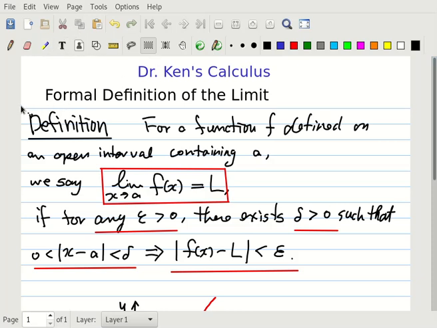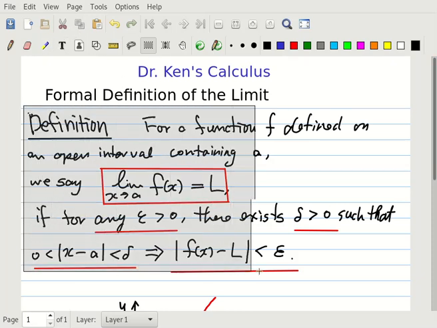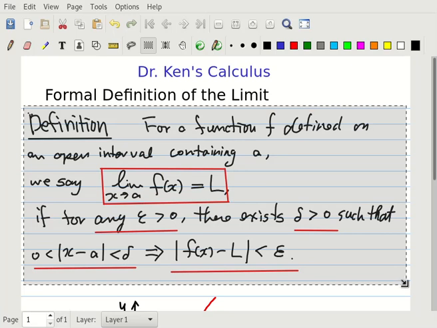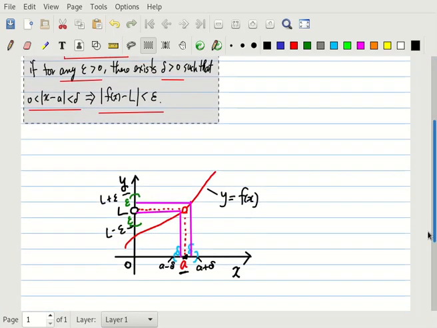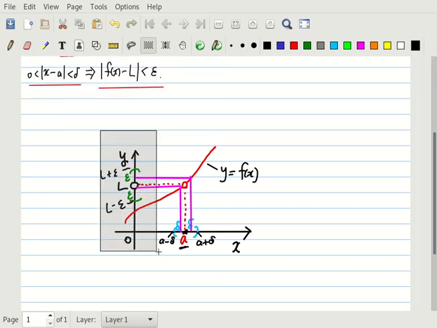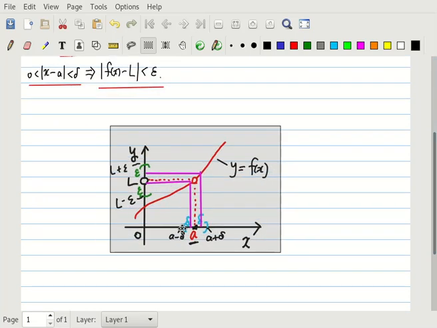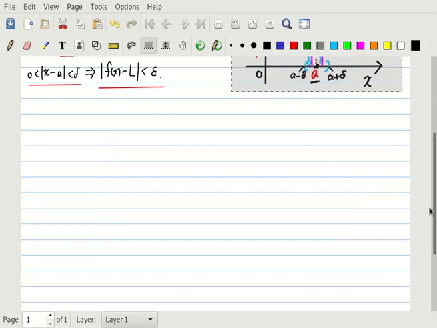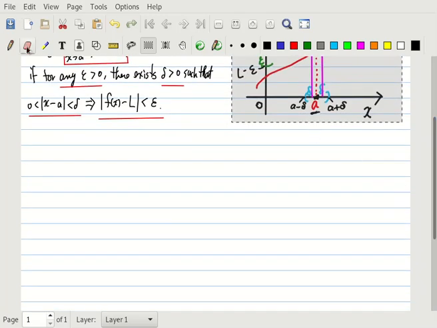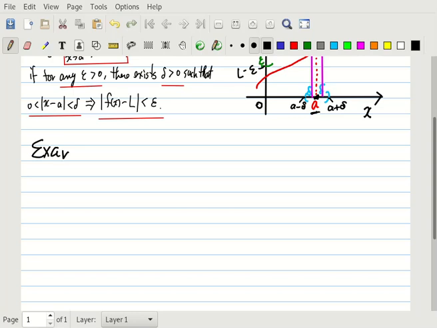Okay, good. Now we just make it smaller so that we can do the example. Now we look at the example.